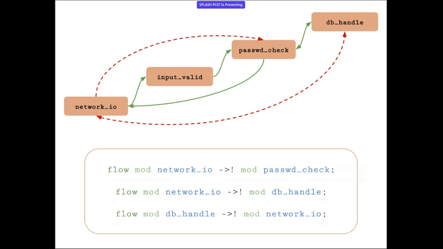So this is the core of our system. Essentially what we're trying to do is take the stuff in the diagram and put it into textual format, right? This first rule corresponds to the red arrow between the network I/O module and the password checking module. It says flows from the network I/O module to the password checking module are going to be banned, prohibited. And similarly, these next two rules just codify the bidirectional red arrow between network I/O and database handle. Those two rules basically say those two modules can't directly communicate.